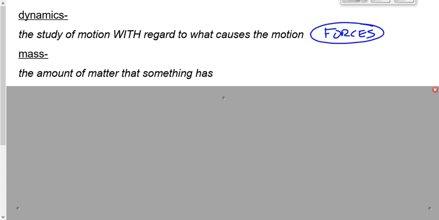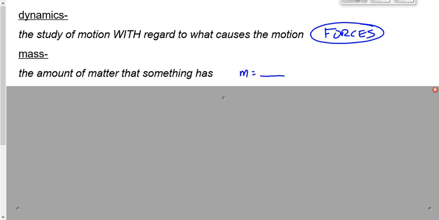Your mass doesn't change wherever you are in the universe. It's the amount of matter that something has, the amount of atoms that something has. All right, mass is given by the symbol m, and the units for mass that we typically use.